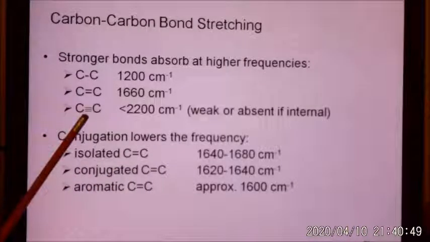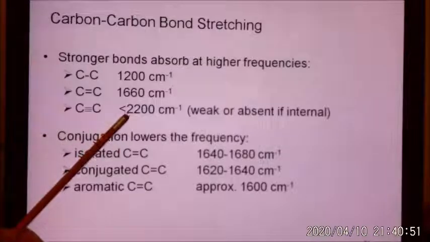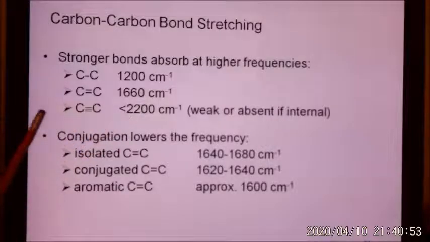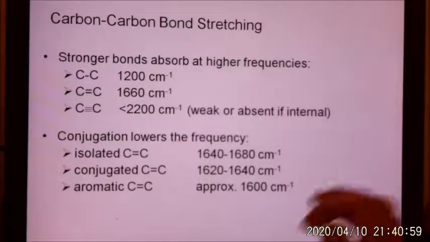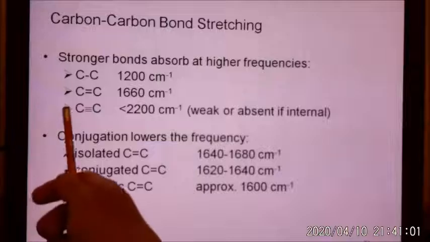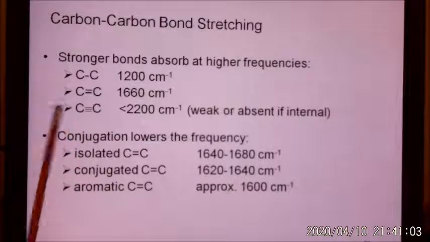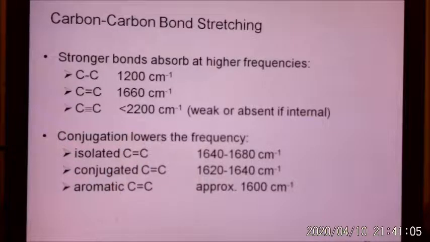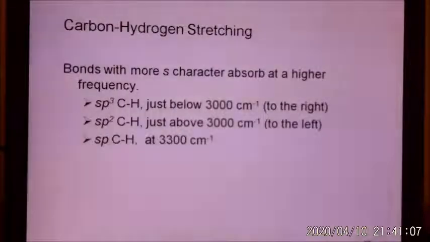A triple bond, just under 2200. If it's internal, it's weak or absent. But if it's a terminal alkyne, or it's at the very end, I have a hydrogen on one side, because of the asymmetry of it, you're going to see it. It'll be weak to medium.